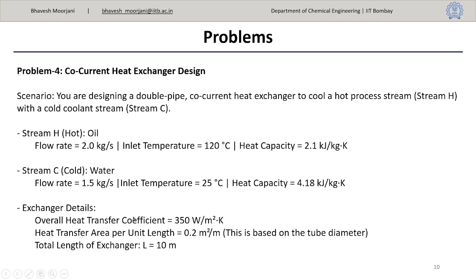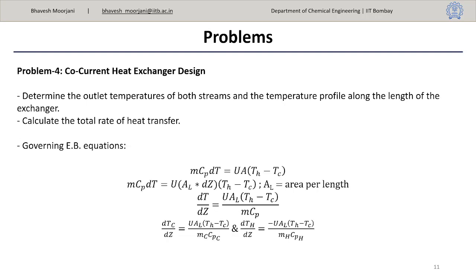Your exchanger details are overall heat transfer coefficient U, which is 350. Now this is the heat transfer area per unit length. So instead of giving total area, you have been given heat transfer area per length, which is 0.2 meter square per meter, and the length of your heat exchanger, which is 10 meters, is given. Now if you try to solve it, let's look at what you have been asked first.